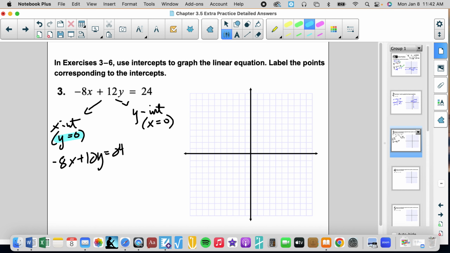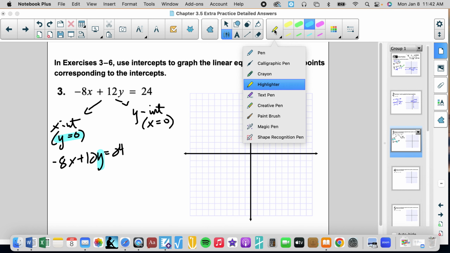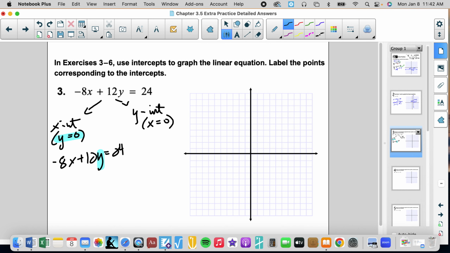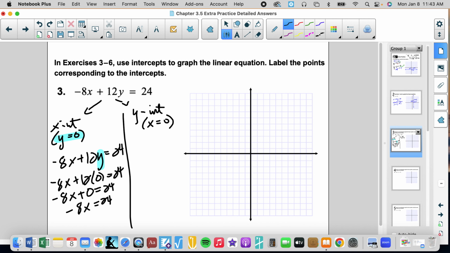So we're going to plug in 0 for my y value. If we plug that in, we get negative 8x plus 12 times 0 equals 24. And we get negative 8x plus 0 equals 24. Negative 8x equals 24. Divide by negative 8. X equals negative 3.